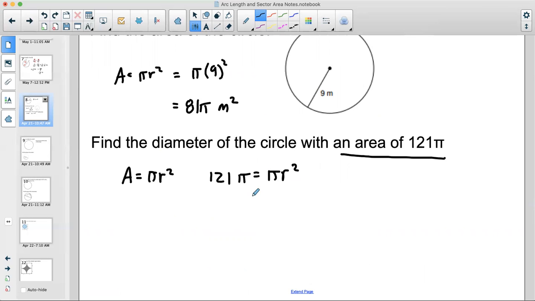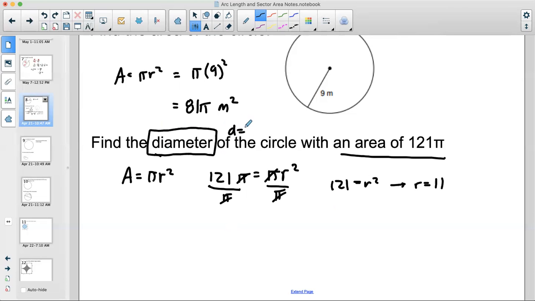So we solve this in our usual way. We have pi times r squared. So I'm going to divide both sides of the equation by pi. That pi cancels out with that one. This pi cancels out with that one. And I get 121 is r squared, which means that r is 11 because the square root of 121 is 11. Technically, it's 11 or negative 11, but I can't use negative 11 for the length of a radius.